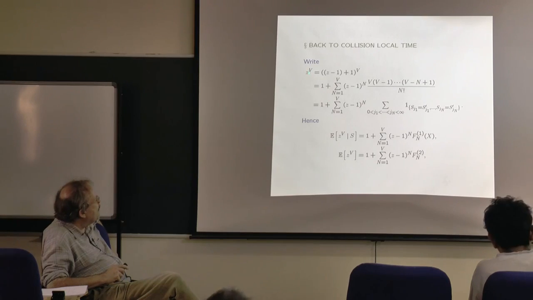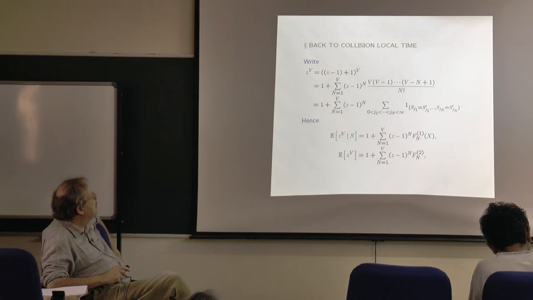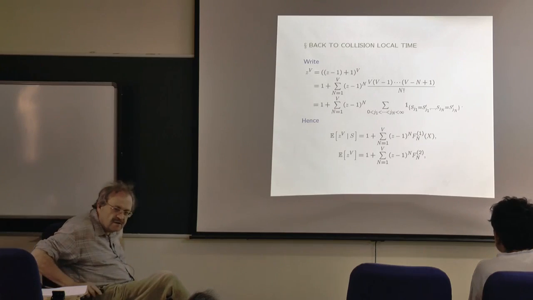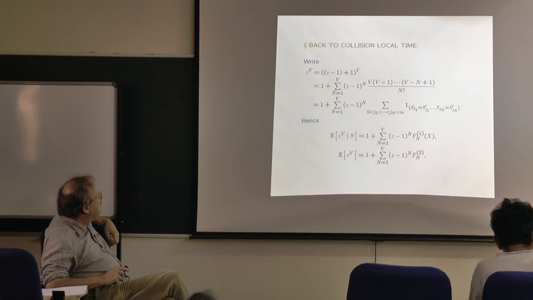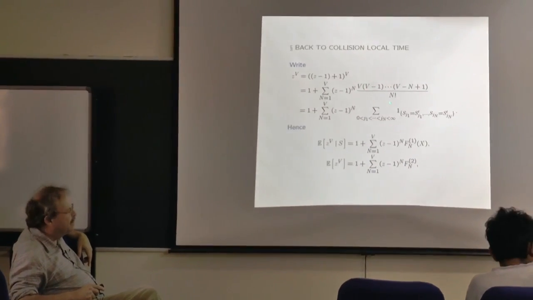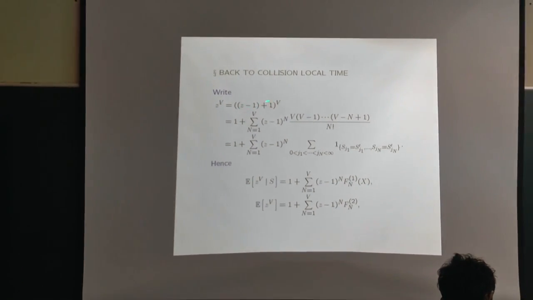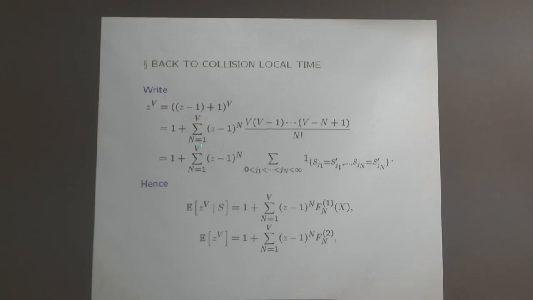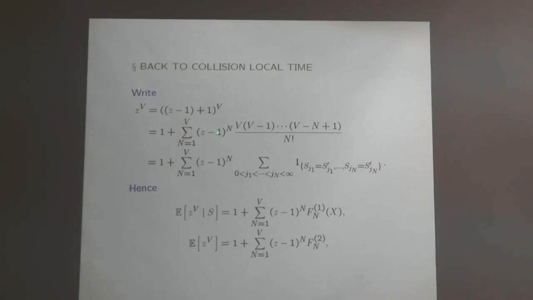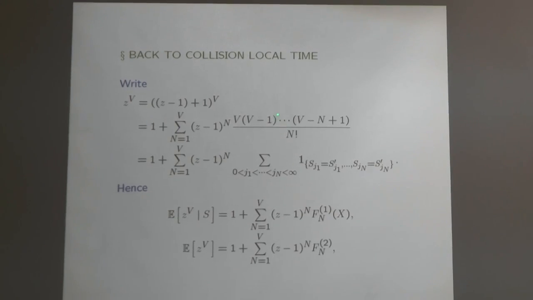And I'm going to start by doing something very simple first. I'm going to write Z as Z minus 1 plus 1. Now that's not very difficult, and this is the kind of thing that you very often do. And then I'm having the V's power, so I'm going to expand this using the binomial formula. What is written here is just V choose n. And so I'm just using my binomial formula, and I'm beginning with the term 1, and then I'm having a sum from n is 1 up to V of (Z minus 1)^n times V choose n.